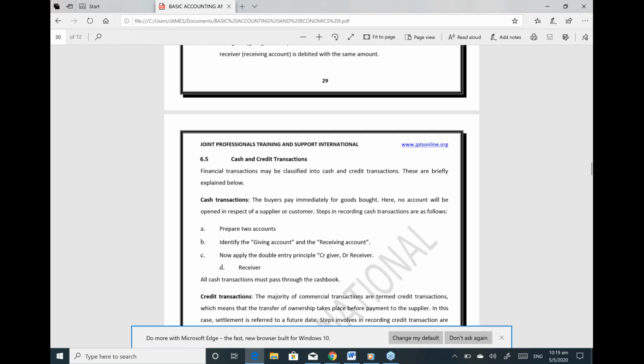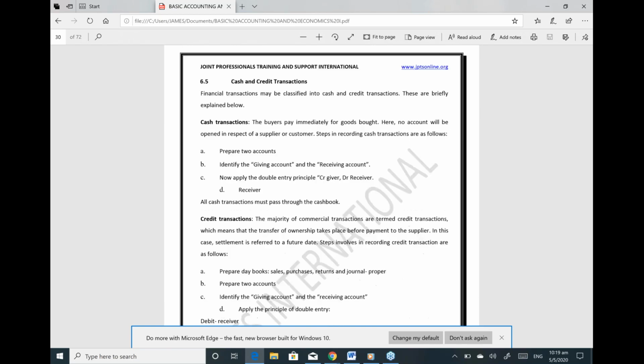Then we also look at cash and credit transactions. Financial transactions may be classified into cash and credit transactions. These are briefly explained. Cash transaction: the buyer pays immediately for goods bought. Here, no account will be opened in respect of a supplier account. Steps in recording a cash transaction are as follows. One, prepare two accounts. Identify the giving account and the receiving account. Now, apply the double entry principle.